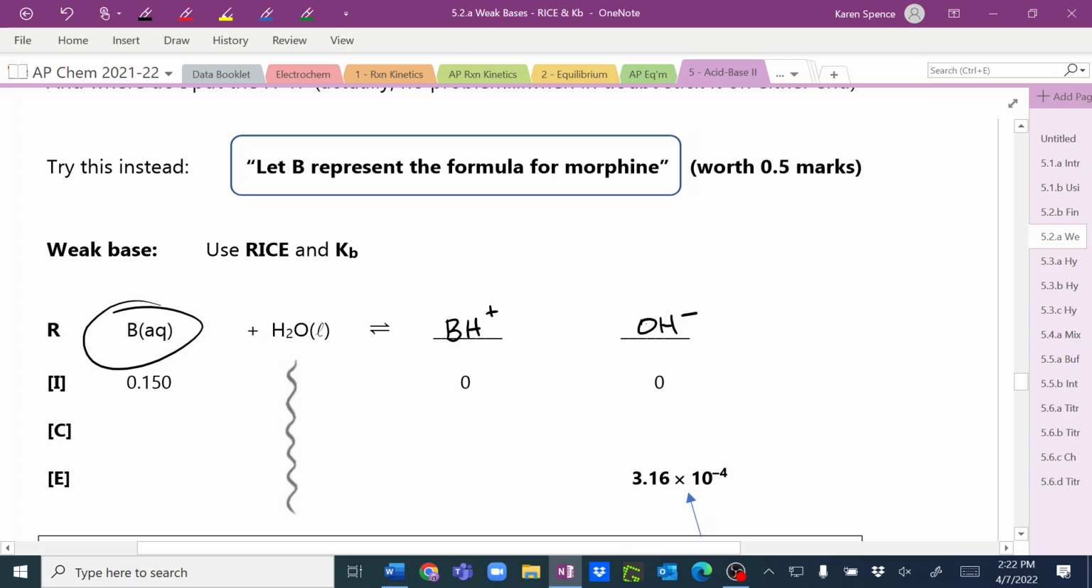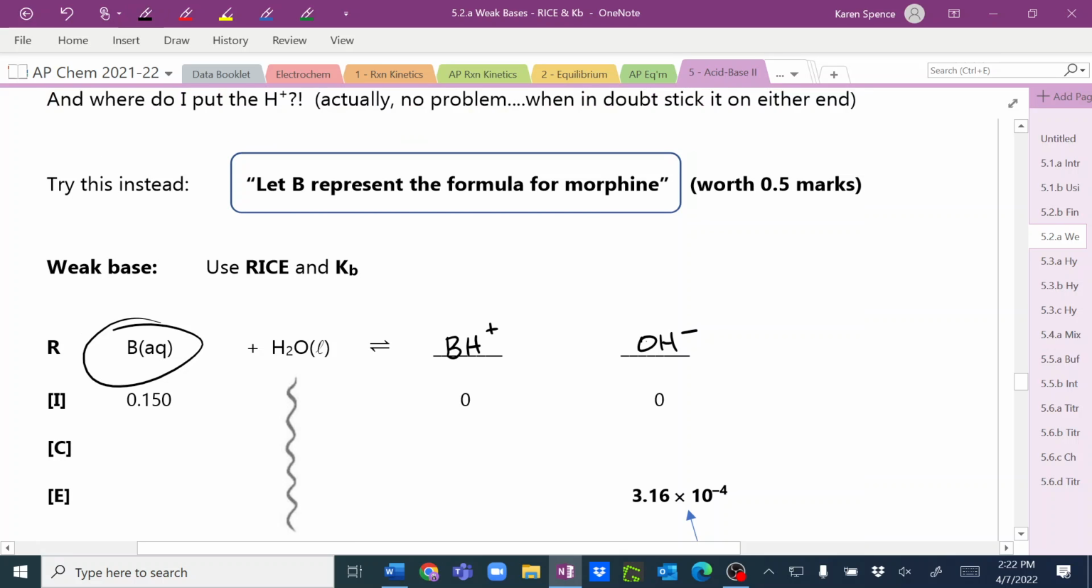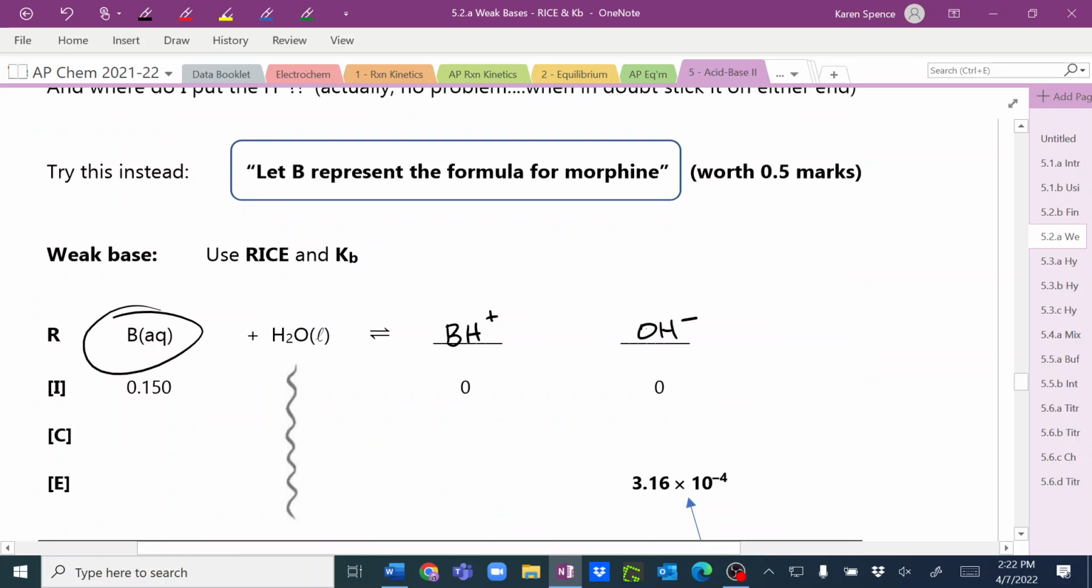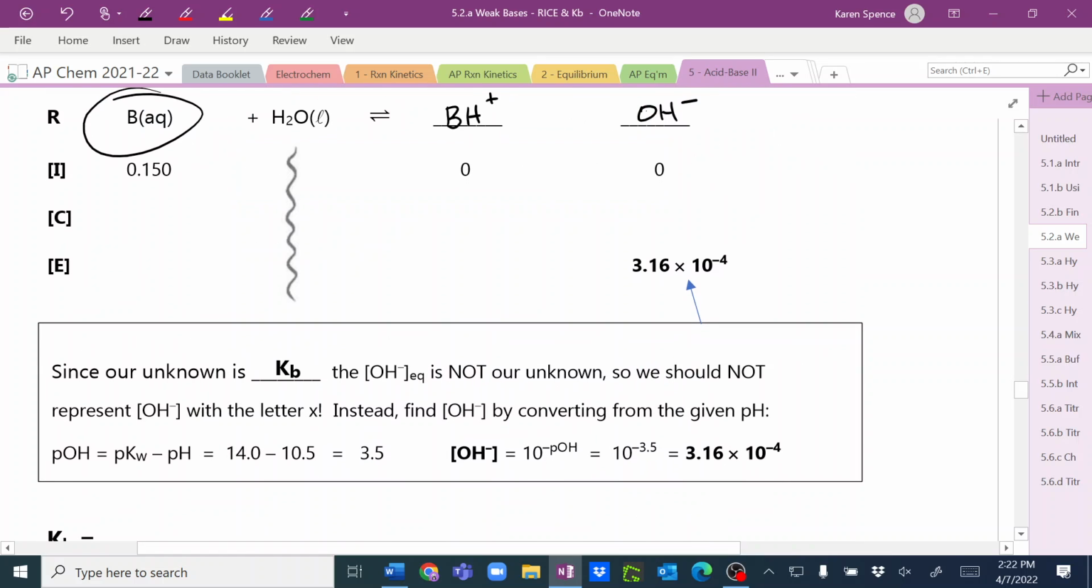We are given the initial concentration of the base, and we were given a pH of 10.5. So in order to use that in our equation, since our unknown is the Kb and the hydroxide is not our unknown, we should not represent OH with the letter X. Don't put an X unless it's really actually unknown.